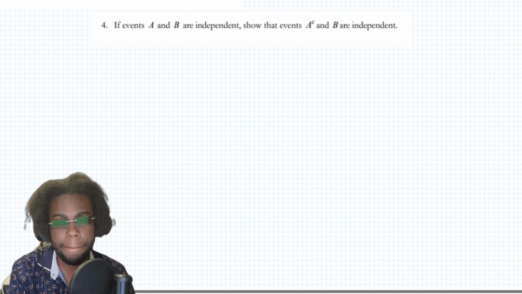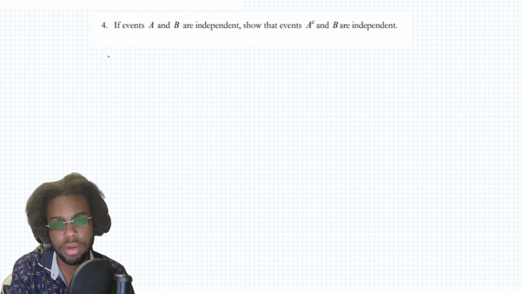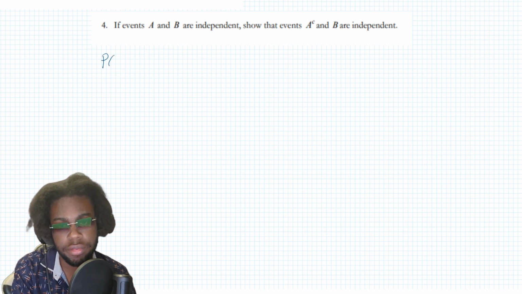So now that we have the difference between independence and mutual exclusivity down, let's formulate this proof. As we said, with the flipping of the two coins, if events are independent, we can represent it in the following way.